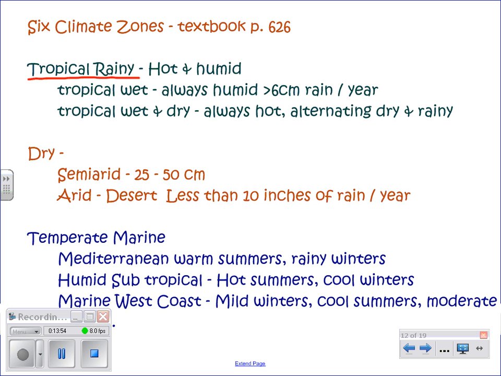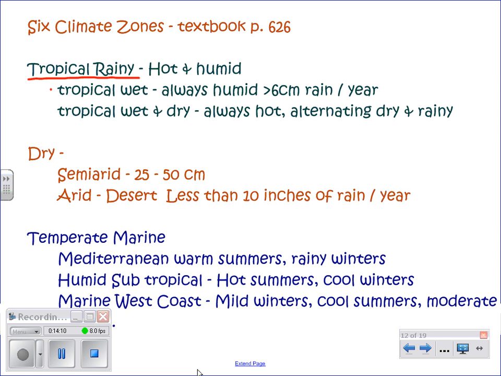And then there's 2 subdivisions of that. There's tropical wet, which is pretty much always humid, more than 6 centimeters of rain a year, and tropical wet and dry, which is always hot, but alternating dry season and rainy season.